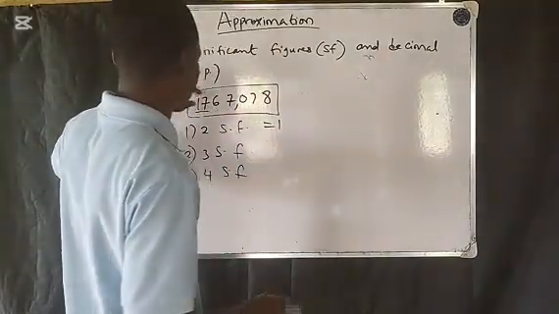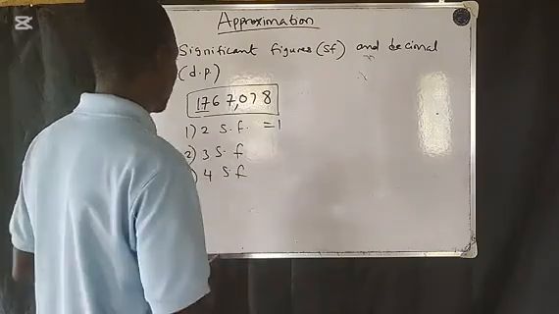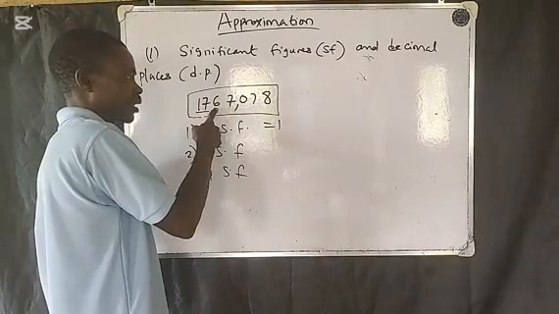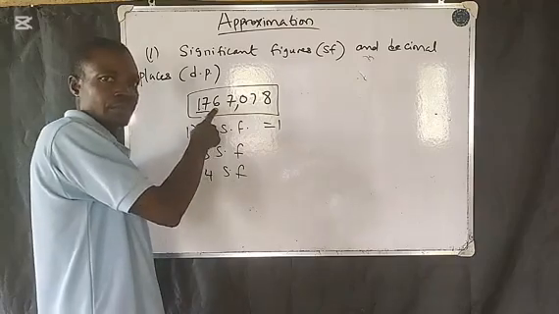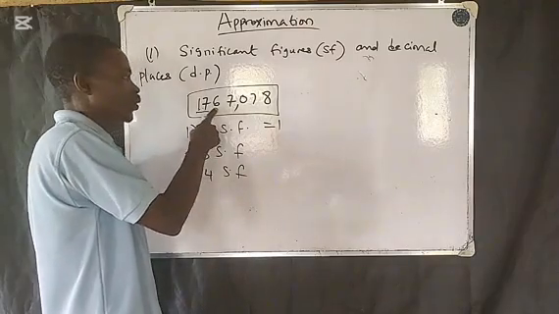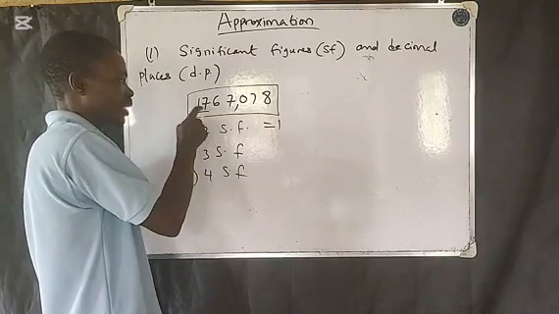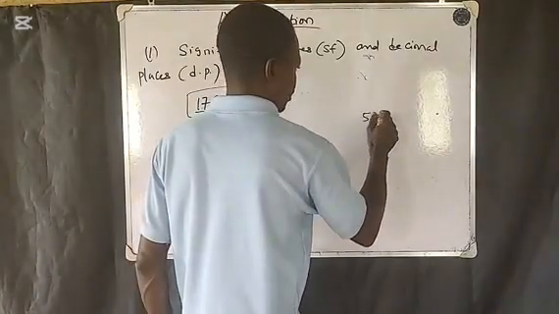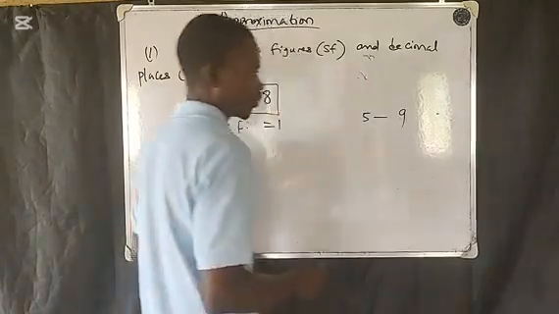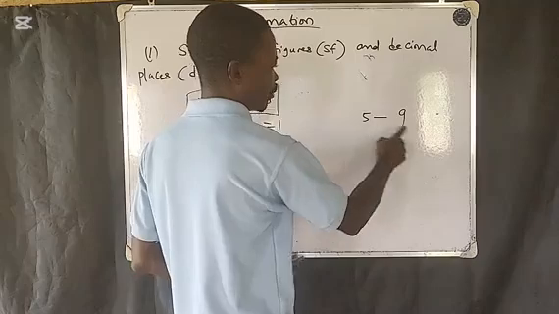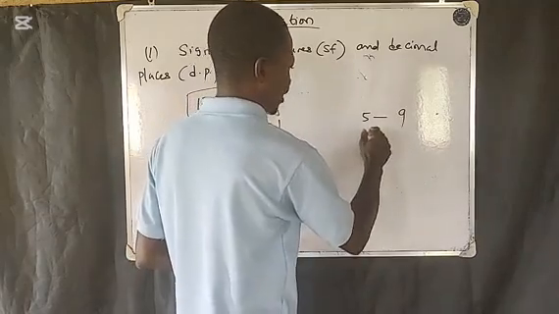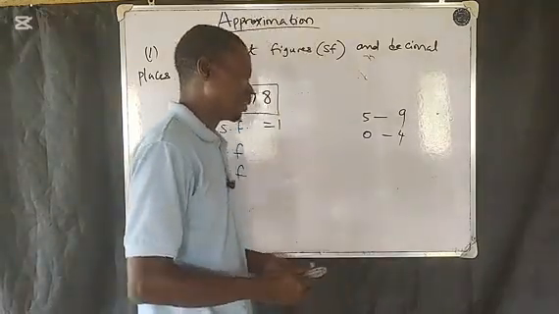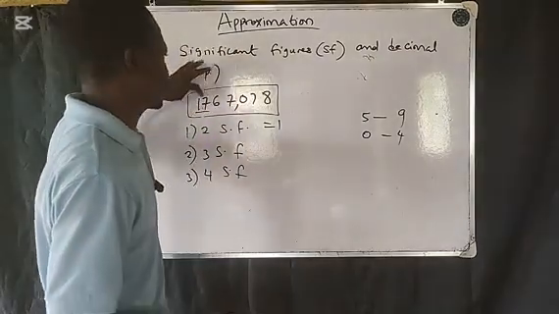Now, before you write the second number, look at the next digit to it. The next digit is 6. That means you are going to round up. Round up means you are turning that 6 to 0 and adding 1 to 7. Digits that range from 5 to 9 round up, and digits that range from 0 to 4 round down. That is, we are not going to add any digit.